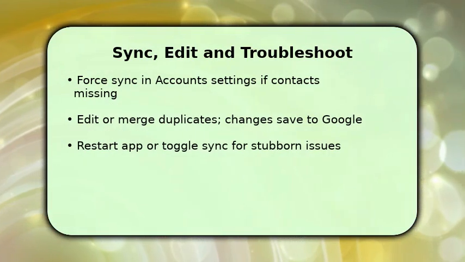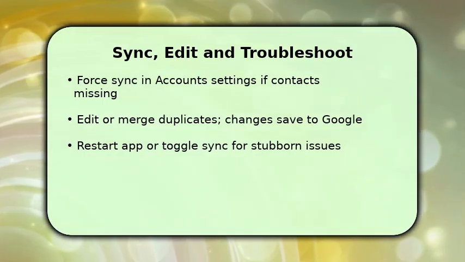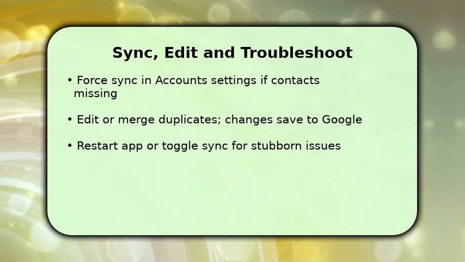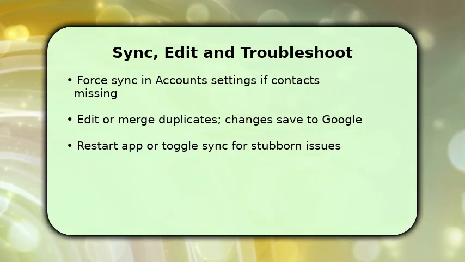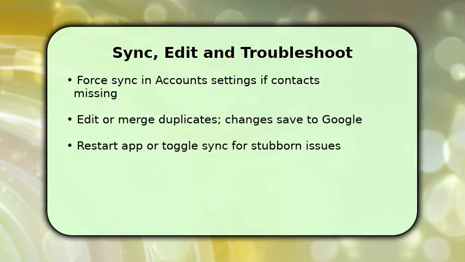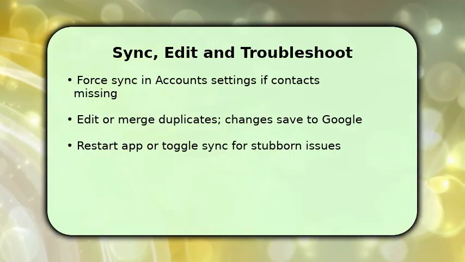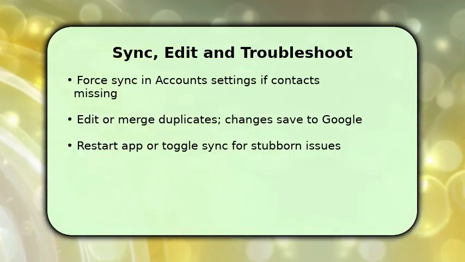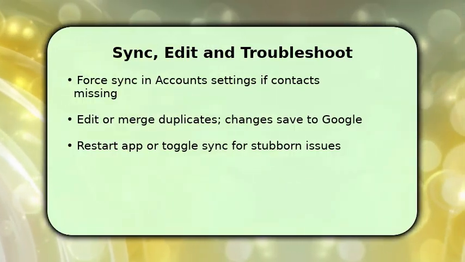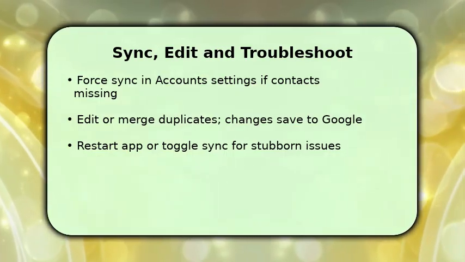Finish by confirming sync and making any necessary edits so your phone matches Google Contacts. Go to Settings, Accounts, Google, choose the account, and tap Sync Now to force an update. This pulls missing entries. Edit or merge duplicates inside the Contacts menu so changes save to the cloud. If contacts still don't show, restart the app, toggle contacts sync off and on, and ensure mobile data or Wi-Fi is active. That usually resolves most sync hiccups.